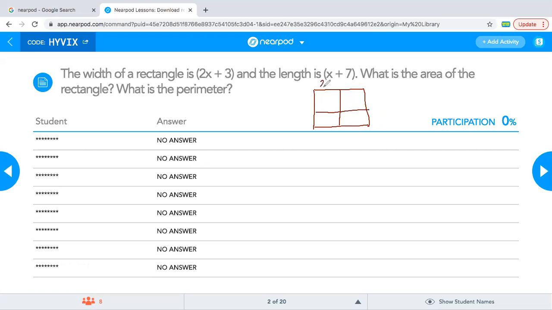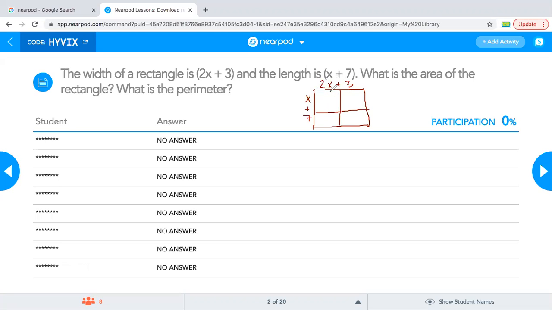So 2x plus 3, 2x plus 3 and x plus 7. Can you see it now? What, babe? There's some to show there.